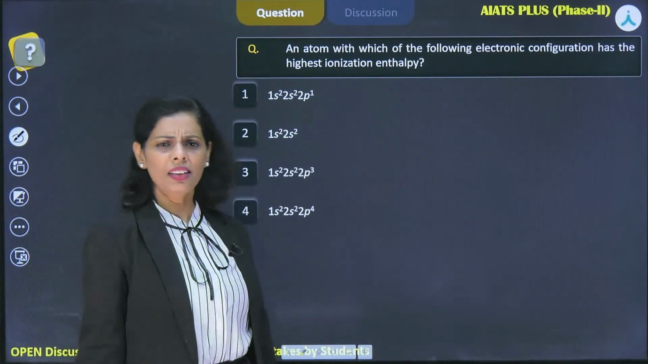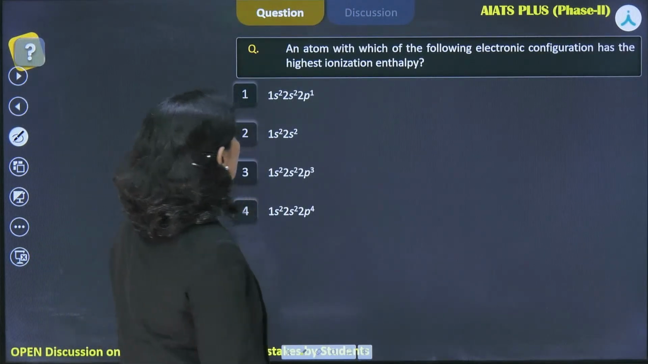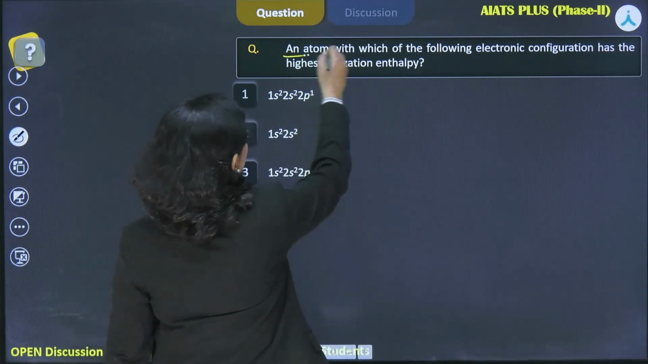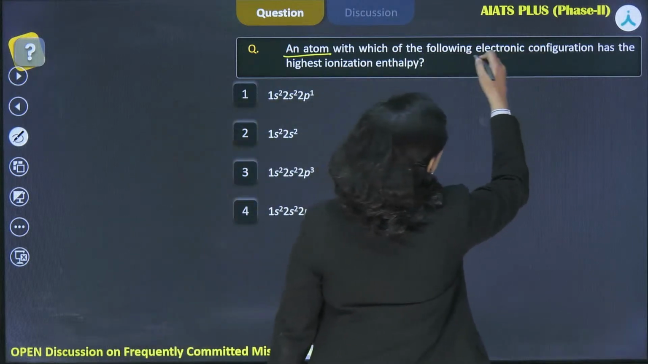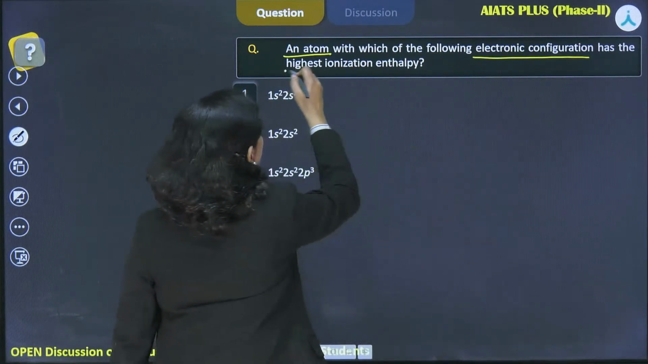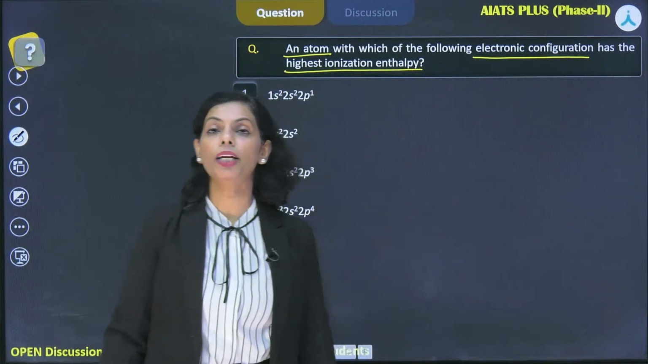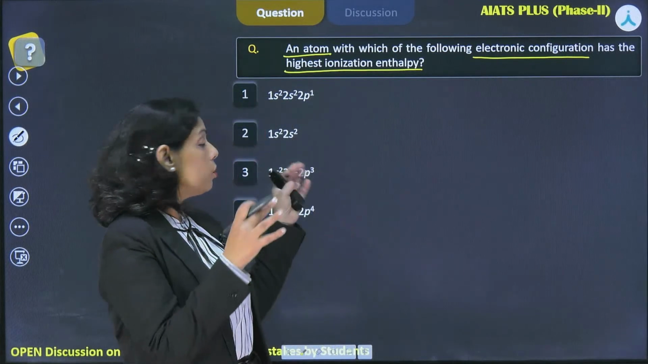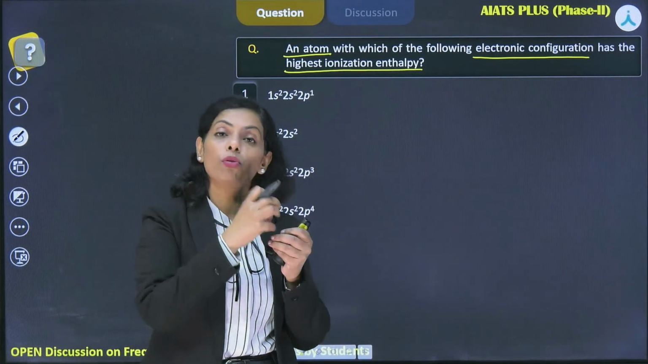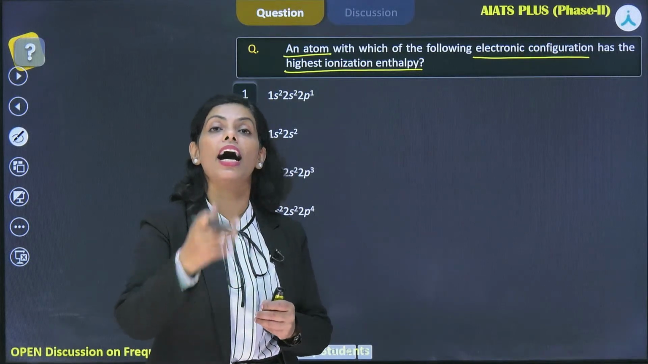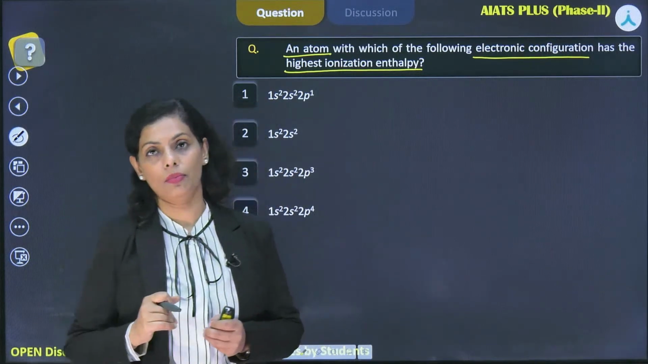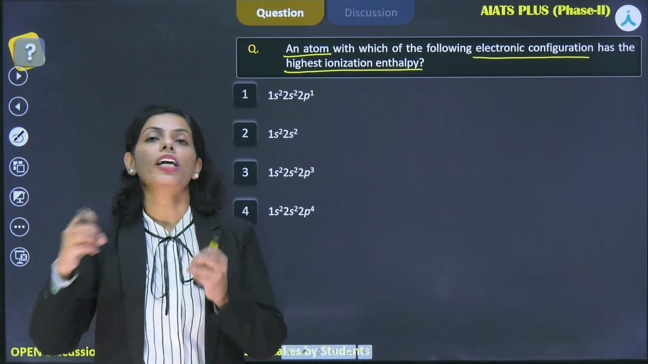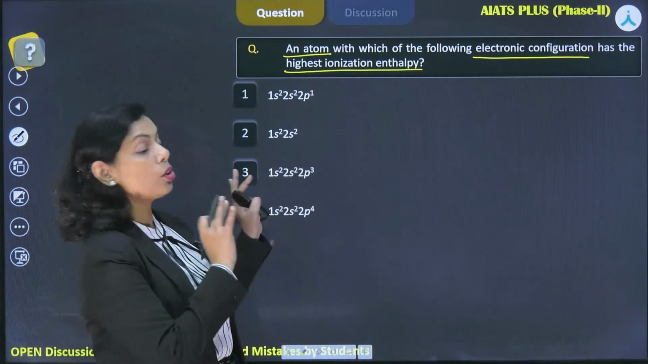So the turn comes for another question from the same chapter, the periodic classification. The question is: an atom with which of the following electronic configurations has the highest ionization enthalpy. What is ionization enthalpy? That's the amount of energy, the enthalpy change you can simply say, required while you are removing an electron from the valence shell of an isolated gaseous atom, right? So the amount of energy that you need to provide.